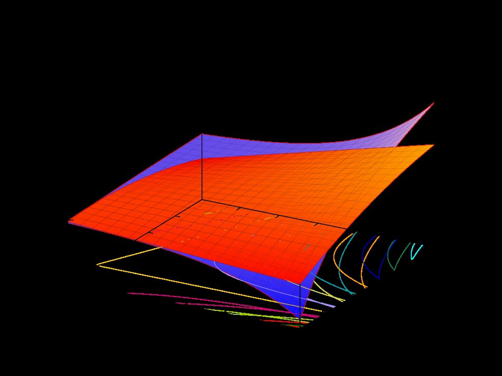Since the cosine is an even function, the coefficients for all the odd powers x, x^3, x^5, x^7 have to be zero.